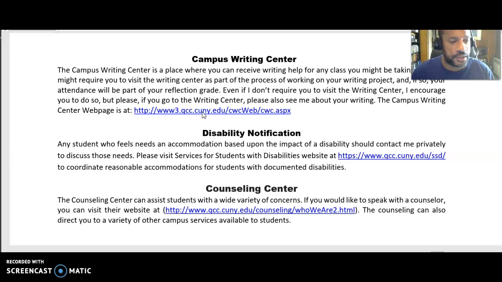We've also got a disability notification. So if you feel that you have disabilities that we need to be aware of, we need to make accommodations for, you can visit there. You can talk to somebody in disability services. And then we've got the counseling center. That's important anytime, but especially during lockdown, there's all kinds of issues that people might be going through. And so if you have any kind of concerns, personal concerns, you can visit the counseling center.